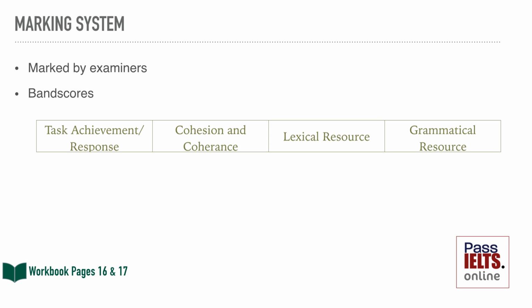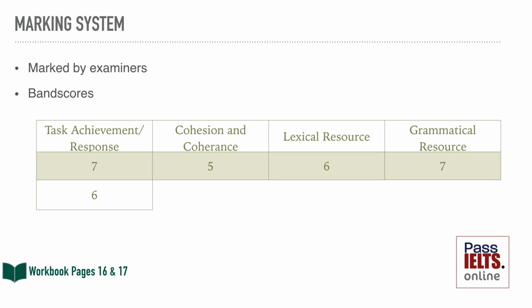You are given a score for each one of these criteria categories, although you won't get to see what you got in each individual part. So for example, here they get a 7 for task achievement, a 5 for cohesion and coherence, a 6 for lexical resource, and a 7 for grammatical resource. They then get in task 2 a 6, a 6, a 7, and a 7, which overall would give you a score of 6. The scores are calculated as an average of each score.